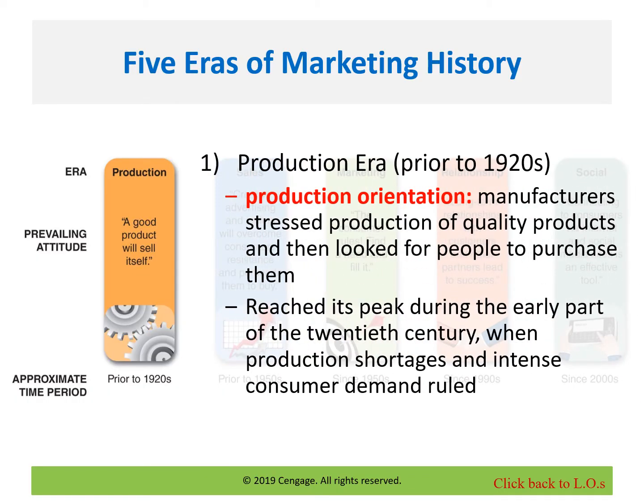The production era reached its peak during the early part of the 20th century, prior to the 1920s, when production shortages and intense consumer demand ruled the day. Henry Ford's mass production line is the best example. Ford's famous statement, "The customers can have any color they want as long as it's black," reflected the prevalent attitude toward marketing. Manufacturers stress production of quality products and then look for people to purchase them.